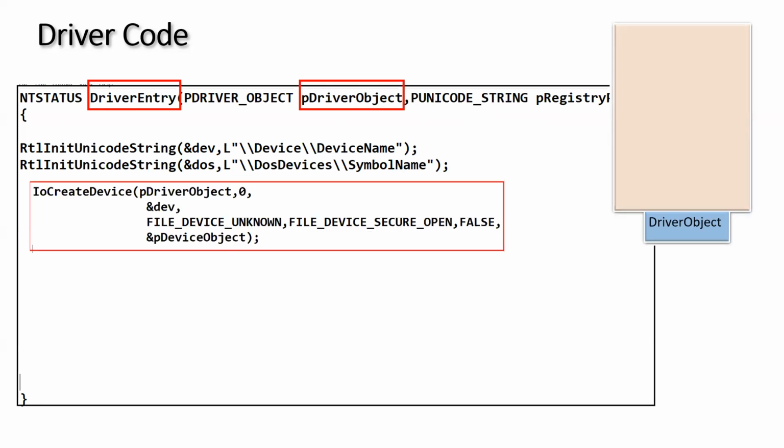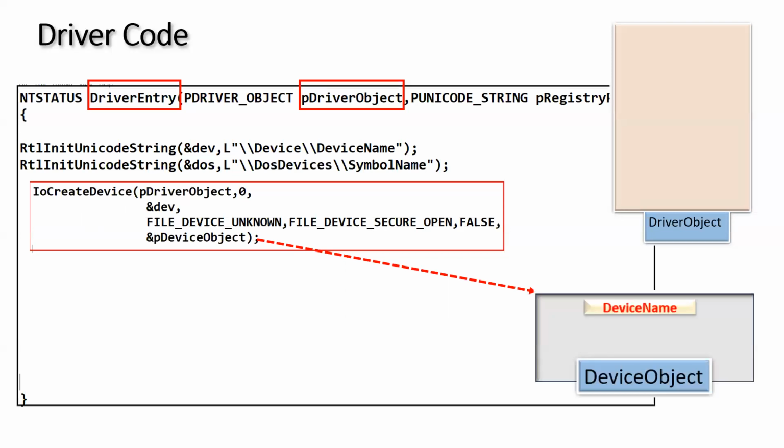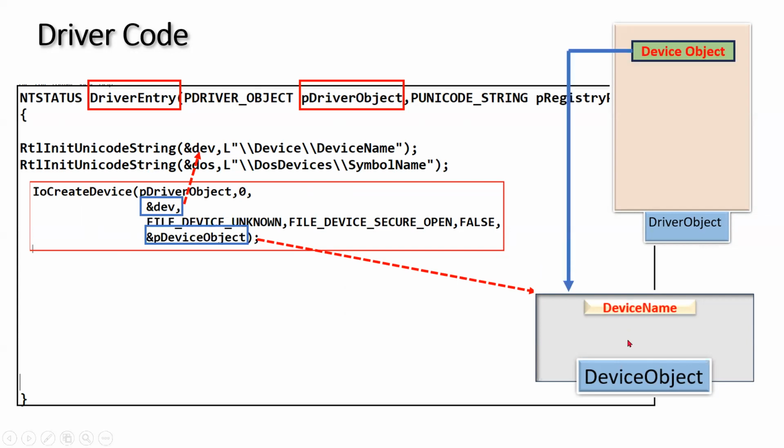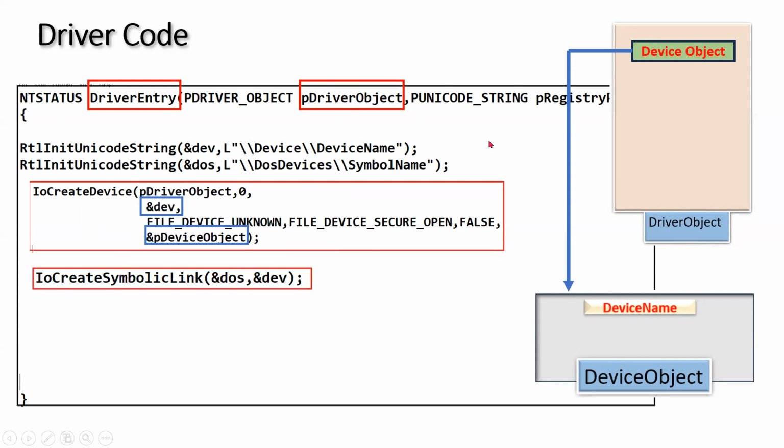Next, there is a call to an API known as IoCreateDevice inside the DriverEntry. This API creates a device object. The device object is created by using a device name, and the device object is basically pointed to by the driver object. So the driver object has a pointer to the device object. The next API that can be called from inside the DriverEntry is IoCreateSymbolicLink.